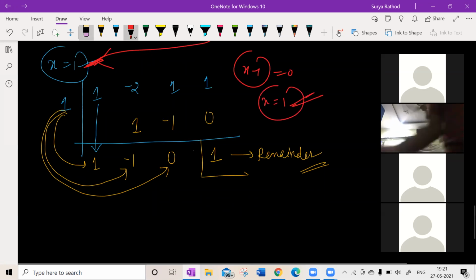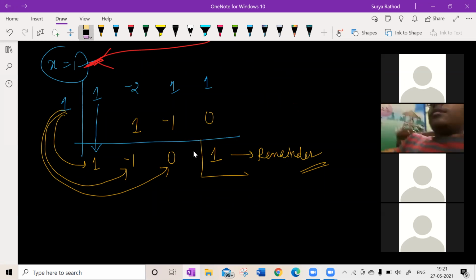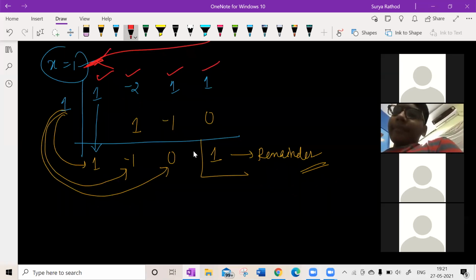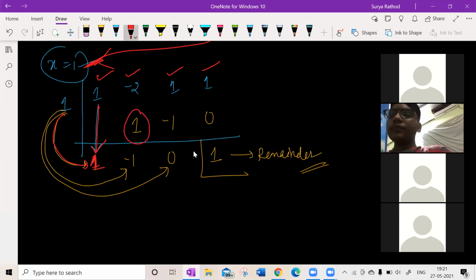If I substitute x is equal to 1, look at the x is equal to 1. So I'm taking the coefficients of the given polynomial. First, I'm writing this 1 as it is here. This 1 into 1 is 1, right? I'm writing this 1 here. Minus 2 plus 1, how much? Minus 1. Again, 1 into minus 1, how much? Minus 1. Add these two again. Minus 1 plus 1, 0. 1 into 0, how much? 0. Add these two again. 1 plus 0, 1. This is my remainder.